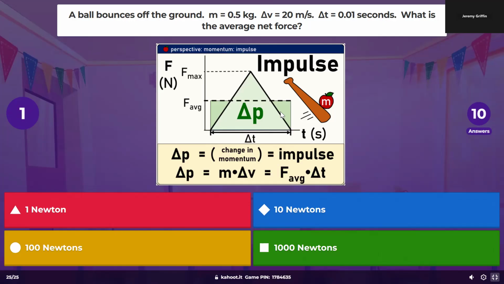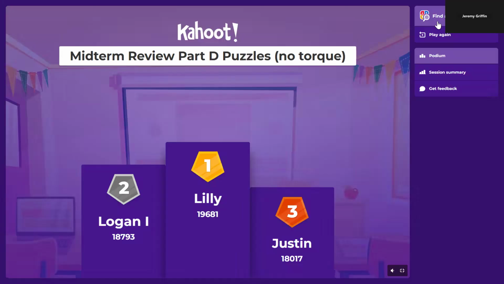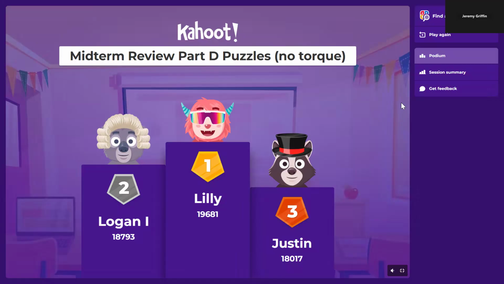That's the only way I can get an A in. Oh yeah! Everybody's winning. Podium with the bronze, Justin. With the silver, Logan. And the gold, Lily.